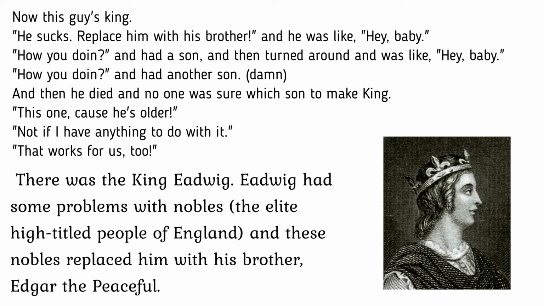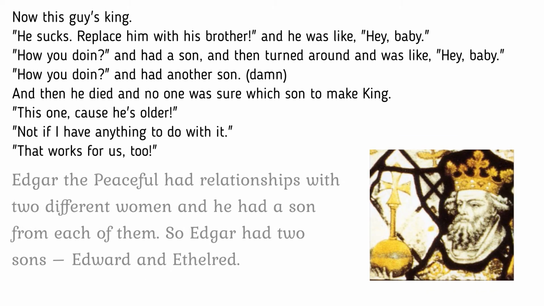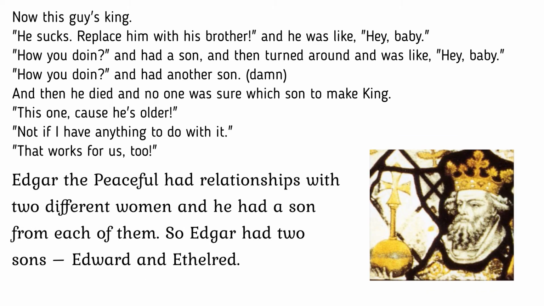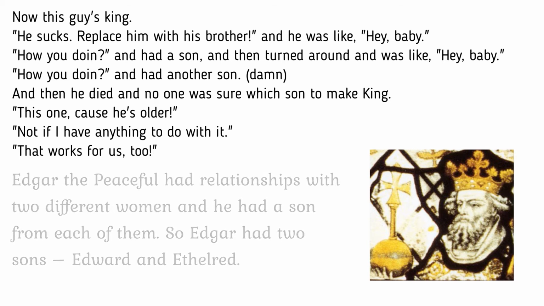Okay, let's talk a little bit about this section. It's gonna be tough, but I'll try to explain what's going on. There was a king, Edwig. Edwig had some problems with nobles, the elite high title people of England. And these nobles replaced him with his brother, Edgar the Peaceful. Edgar the Peaceful had relationships with two different women, and he had a son from each of them. So, Edgar had two sons, Edward and Ethelred.